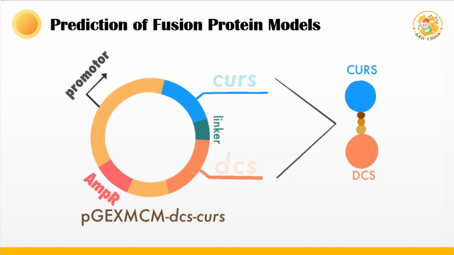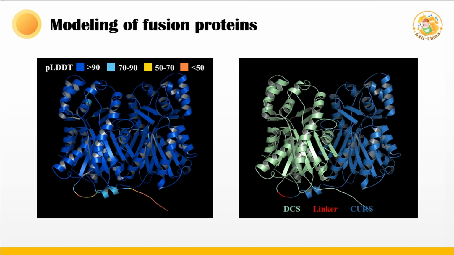We first fused CURS and DCS, added a linker composed of 3 residues between the 2 protein sequences, inserted it into the plasmid, expressed the fusion protein, and used the AlphaFold2 to predict the 3-dimensional structure of the fusion protein. As shown in the figure, it can be seen that the pLDDT values of most regions of the obtained model are above 90, indicating that the obtained model has high quality.